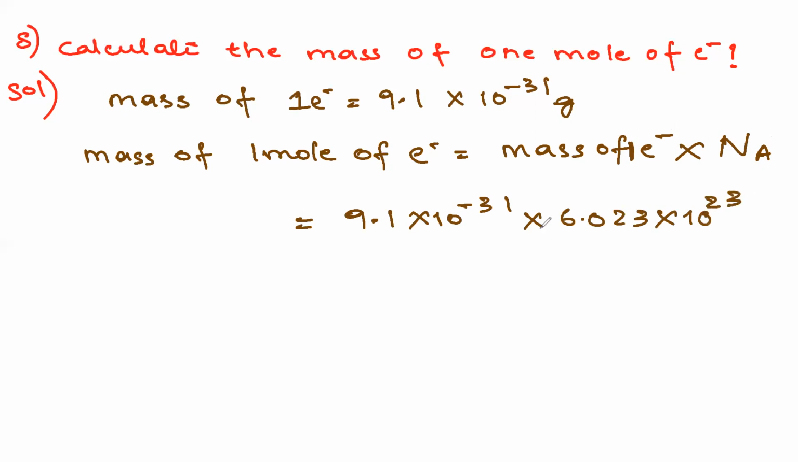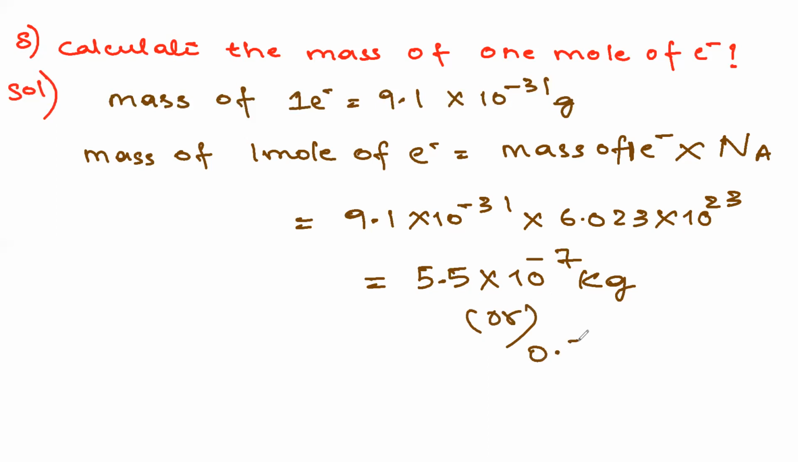So approximately we got it as 5.5 × 10^-7 kg. I have converted that into kg. Or you can write 0.55 milligrams. We can convert the kgs into milligrams and you will get the answer 0.55. So this is the calculation for finding mass of 1 mole of electrons. Next.